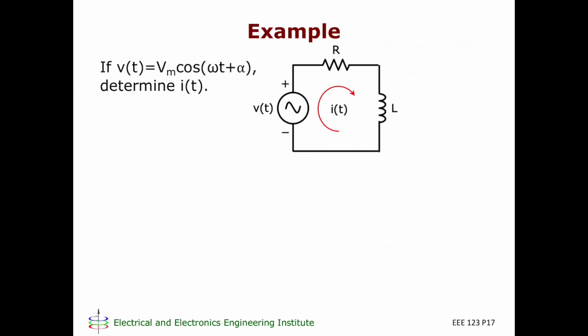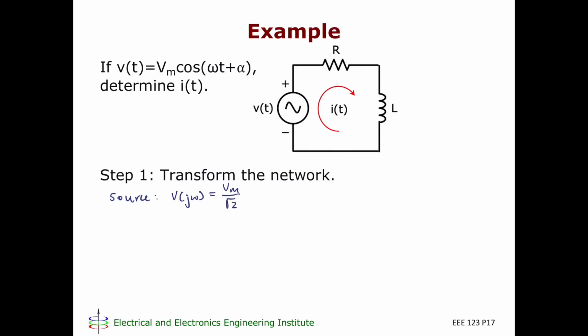Let's take an example. I have here a series RL circuit that is excited by a sinusoidal voltage source of the form V sub m cosine of omega t plus alpha. What is the first step? First step is to transform the network. So how do I transform my source? My source, I transform into a phasor. So I have V_s of j omega is equal to V sub m over the square root of 2 at an angle alpha.